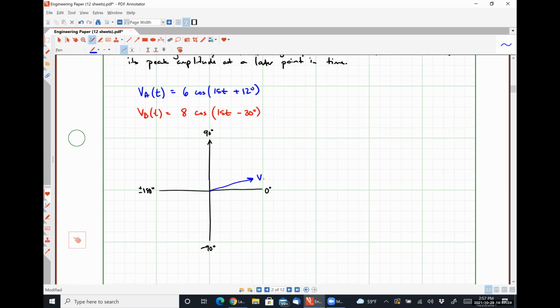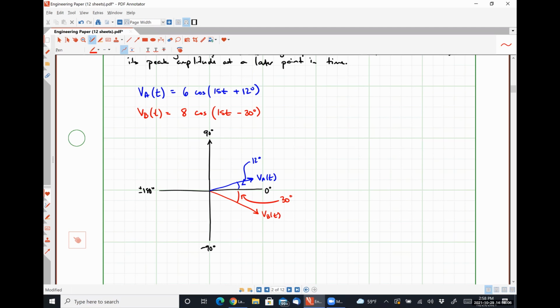So this is a phase representation of VA of t, where this angle right here is 12 degrees. Similarly, I could say that VB of t would be this guy. Where this angle is exactly 30 degrees away from the horizontal axis, but it is shifted down because our angle is negative.